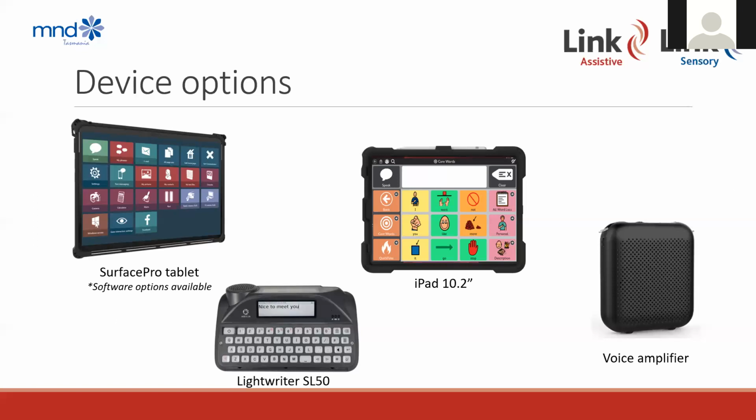So that's an overview of the hardware options that are available. Like I said, the Lightwriter and the voice amplifier are standalone items, so if you're choosing one of those options, then there's not too many more considerations. It's if you're choosing the Surface Pro tablet or the iPad that these next slides are going to be applicable as options that you need to keep thinking through.